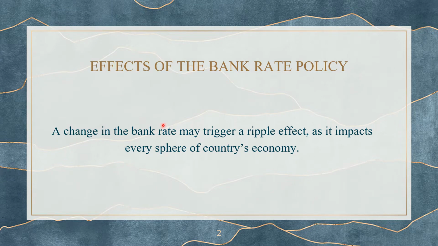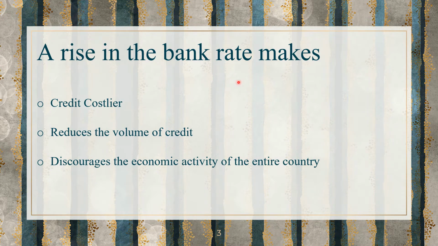See, a change in bank rate may trigger a ripple effect as it impacts every sphere of the country's economy. So this is the base, the bank rate. If it changes, it is going to have multiple effects elsewhere, and it will touch every sphere of your country's economy. So there the changes are so many. Once the bank rate changes, there are so many other simultaneous effects on other things, and let's see one by one what they are.